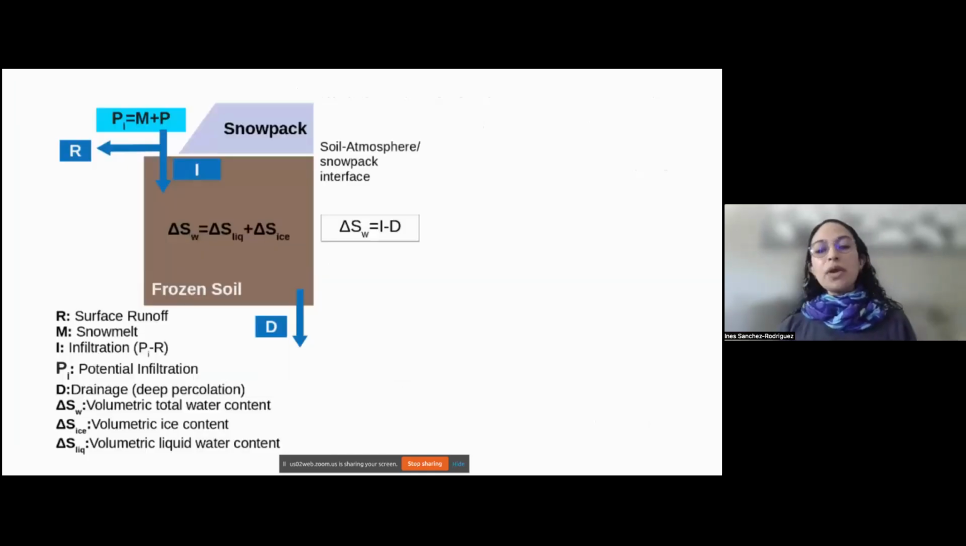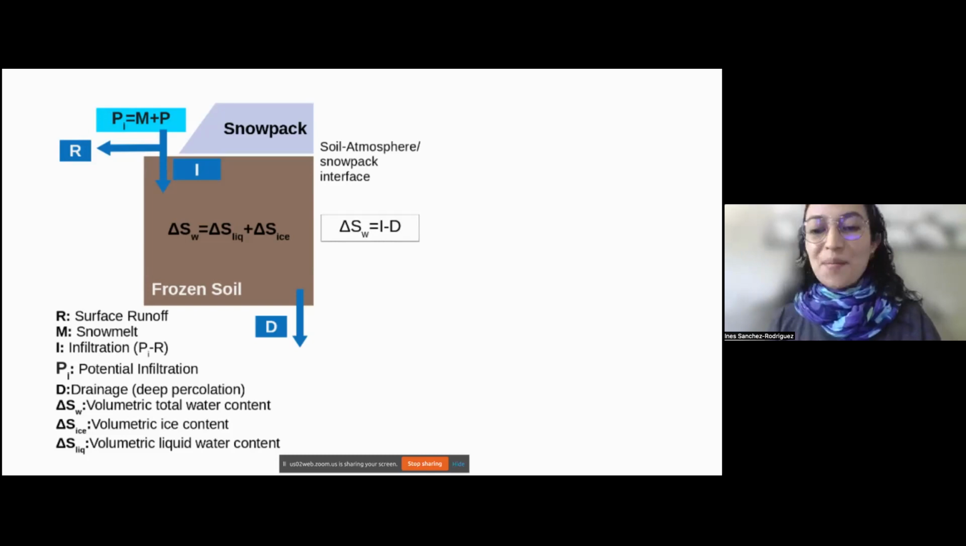In this diagram, we can observe the water balance in the vertical for a frozen soil column. Changes in the storage, represented by S, are a function of the liquid and ice content. Melted water from the snowpack and precipitation in soil is split into infiltration and runoff. And finally, the down percolation of liquid water can be drained until it reaches the groundwater table.